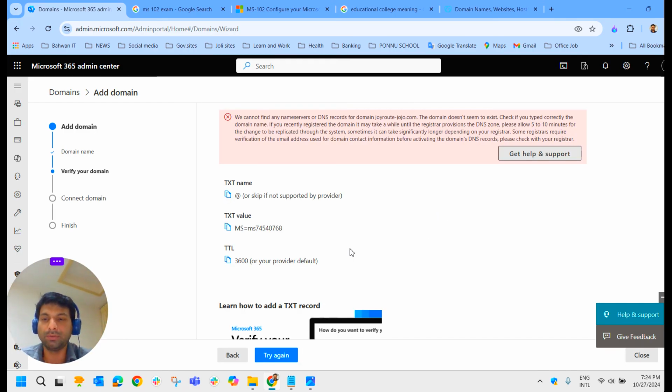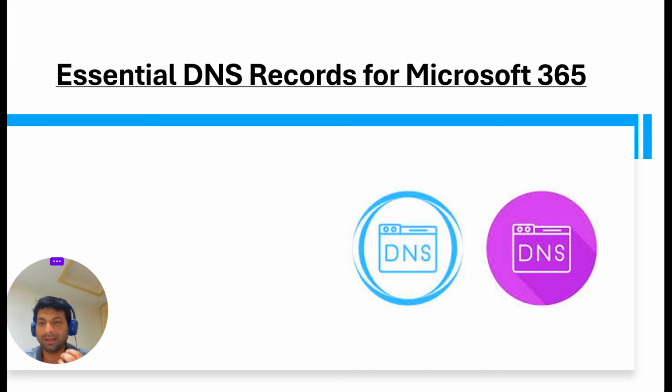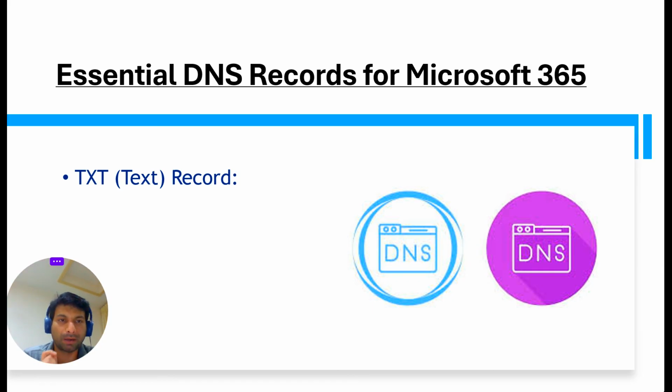Apart from TXT, we have to add several other records with the public DNS provider. So what are those records? Let us discuss the essential DNS records for Microsoft 365. All right, the first one is the TXT record. Why do we require this TXT record? The purpose is domain verification and email security.